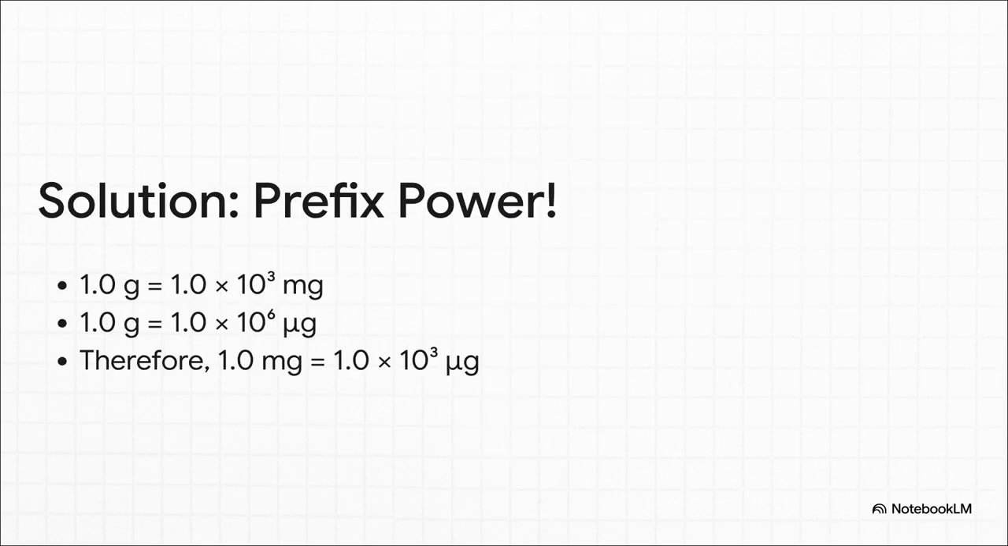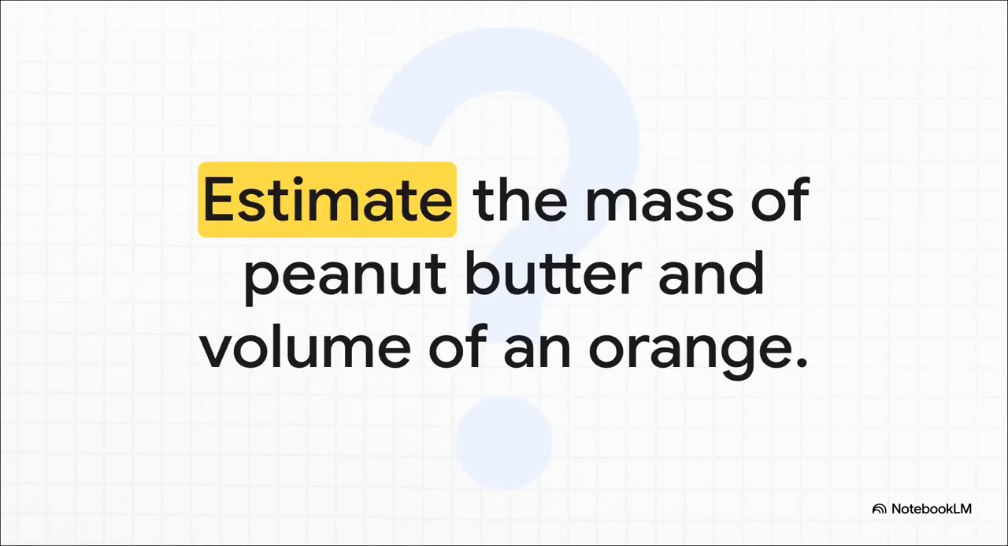So the trick here is to use the gram as our common ground, our reference point. We know 1 gram is the same as 1,000 milligrams, or 10 to the 3. We also know that 1 gram is 1,000,000 micrograms, or 10 to the 6. Well, if both of those things are equal to 1 gram, they must be equal to each other. So then we just do a little bit of algebra. We divide 10 to the 6 by 10 to the 3, and we find out that 1 milligram contains 1,000 micrograms.